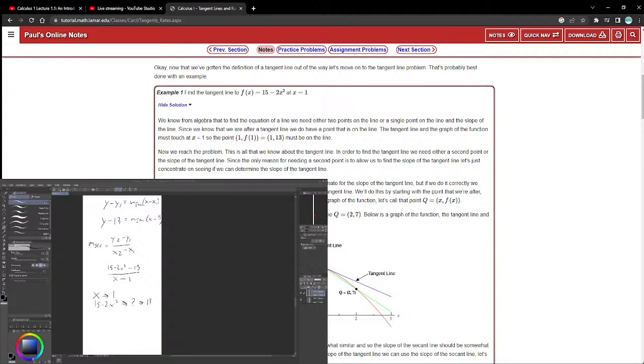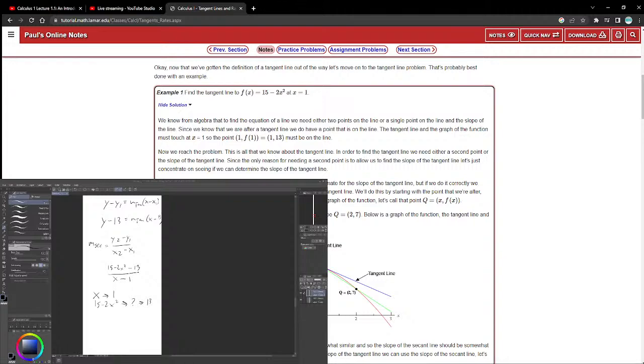Now we reached the problem. This is all we know about the tangent line. In order to find the tangent line, we need either a second point or the slope of the tangent line. Since the only reason for needing a second point is to allow us to find the slope of the tangent line, let's just concentrate on seeing if we can determine the slope of the tangent line. At this point in time, all we're going to be able to do is get an estimate for the slope of the tangent line. But if we do it correctly, we should be able to get an estimate that is in fact the actual slope of the tangent line.